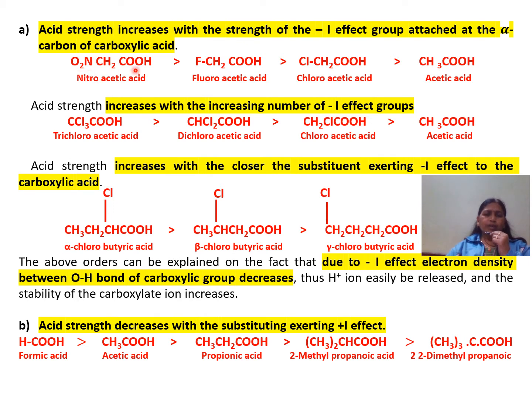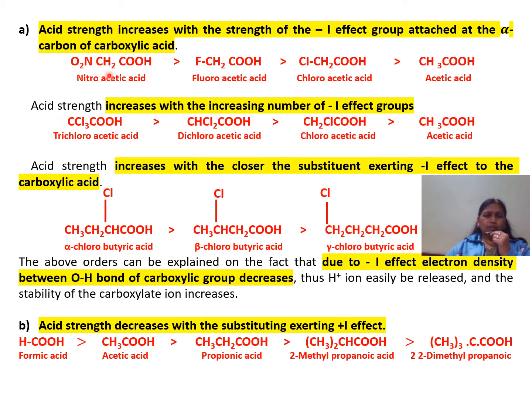So if we compare nitro, fluoro, chlorine and here a hydrogen, we see that the nitro group has the highest minus I effect, followed by fluorine, followed by chlorine, and then the methyl. So nitroacetic acid has the maximum acid strength, followed by fluoroacetic acid, followed by chloroacetic acid, and finally acetic acid is the least acidic. That is, acid strength increases with the increasing strength of the minus I effect group.